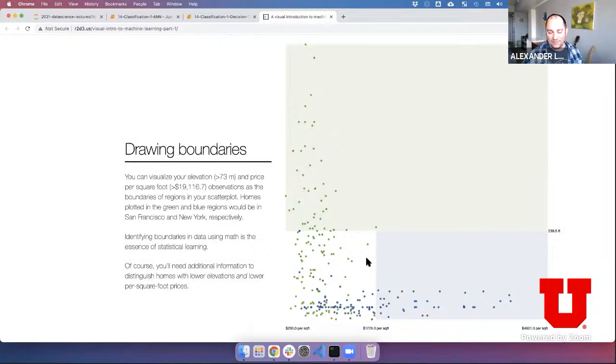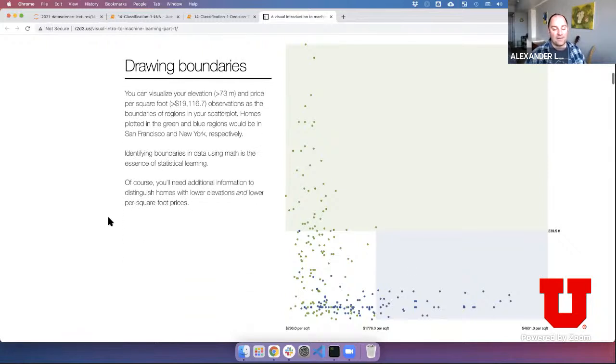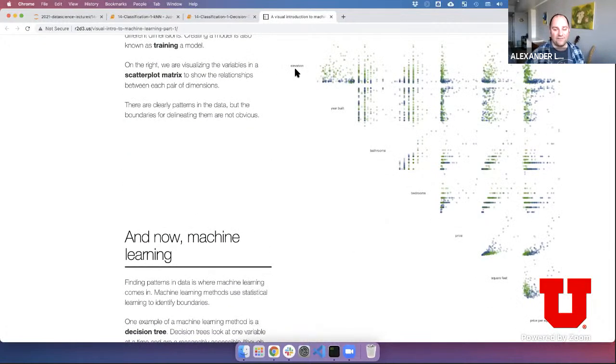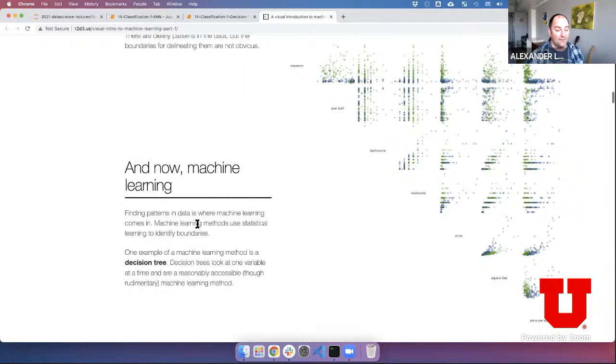But similarly, we can say that New York City apartments are more expensive than San Francisco apartments, at least in this data set. So we could say that homes that cost more than $1,700 per square foot are in New York City. So we can identify these boundaries and create these splits. The data set has elevation, year built, the number of bathrooms, the number of bedrooms, the price, the square feet, and the price per square foot.